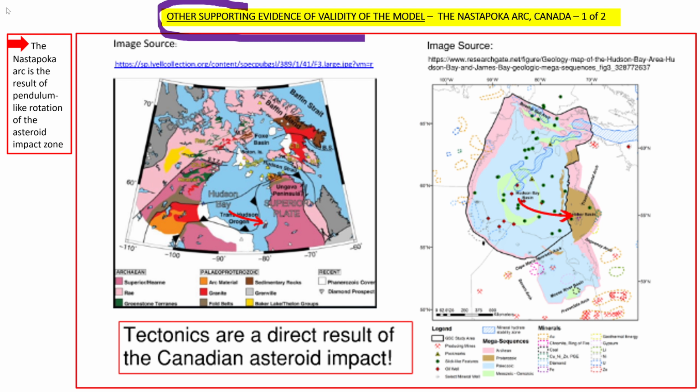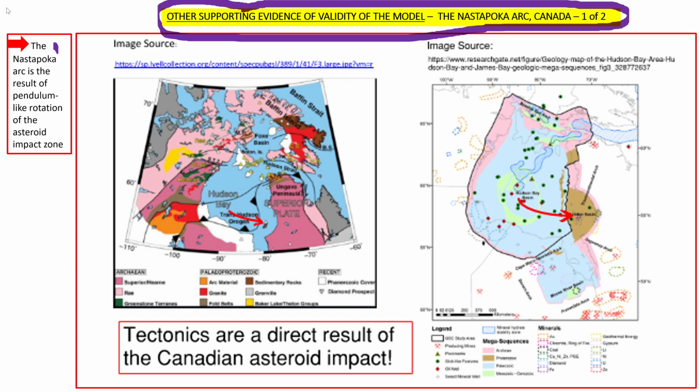Other supporting evidence of validity of the model. The Nastapoka Arc, Canada, slide 1 of 2. Okay, first of all, this text box: the Nastapoka arc is the result of pendulum-like rotation of the asteroid impact zone. That's my claim, and I'm also claiming that tectonics are the direct result of the Canadian asteroid impact. So we look at these two published maps here of what I claim is the asteroid impact site, Hudson Bay in Canada.